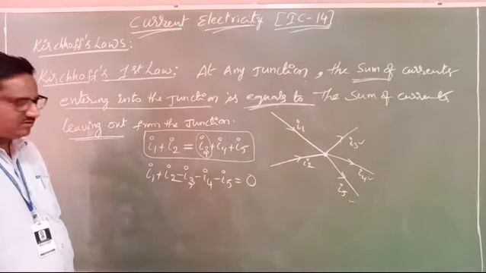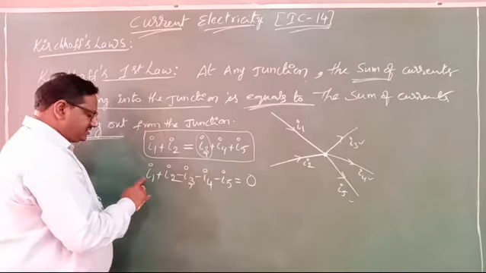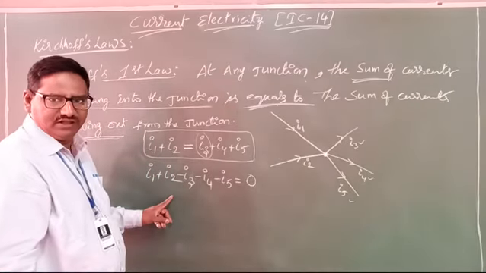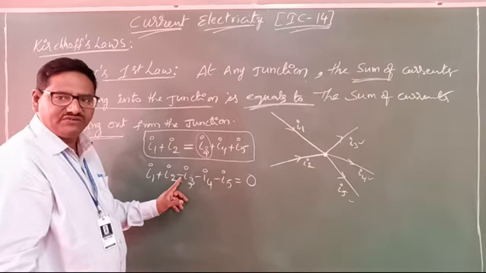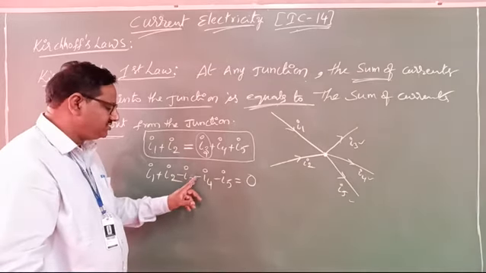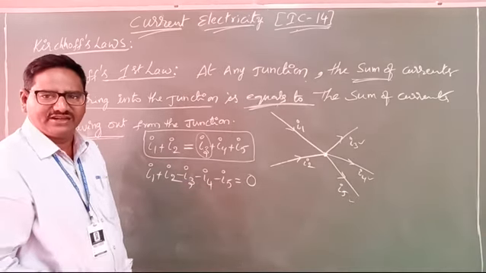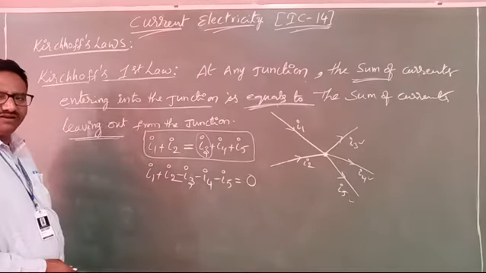Do you understand? That means the currents which are entering into the junction you can take as positive. The currents which leave out from the junction, those directions you can consider as negative. Very, very simple.